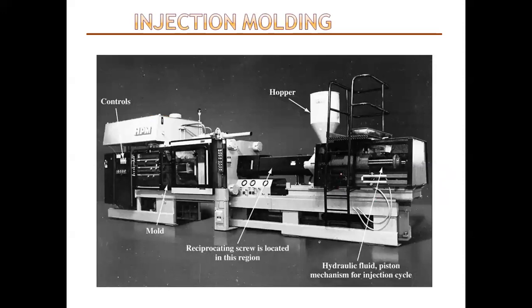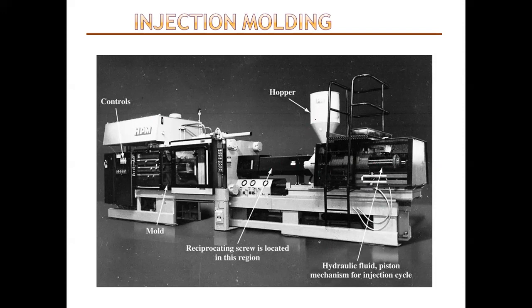Here you can see the actual machine. Here the control panel is there, here the mold is there, and here the hopper is there, where the material is fitted by clamping over the platform. If you see further, here the hydraulic fluid and piston mechanism is there for the injection cycle. And further they have used a rotating screw in this region.